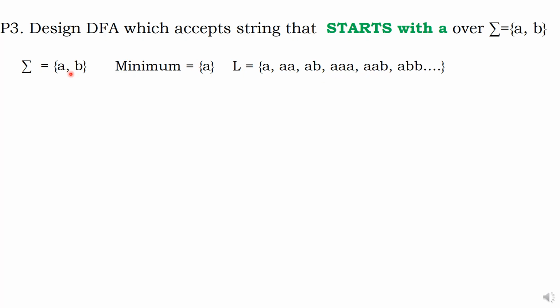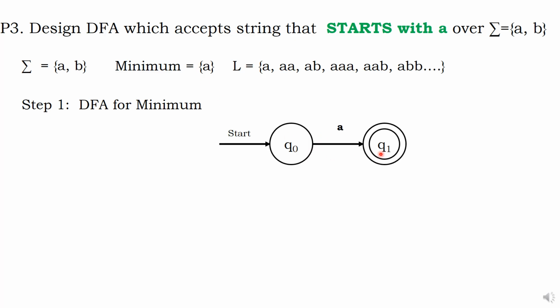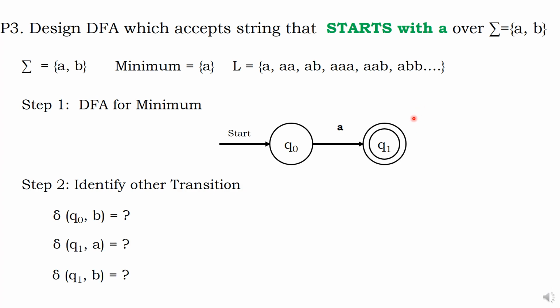Now, what is step 1? Draw the minimum diagram. For A, I need a minimum diagram. If it is A, Q naught will be there, Q1 will be there. That's all. One alphabet, Q naught, Q1. Next, step 2 is identify the transition. For Q naught, A is available, B is what? Done. For Q1, nothing is there. A also I need, B also I need. Okay, done. Now, this is the identification of the transition.